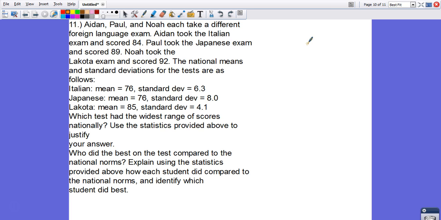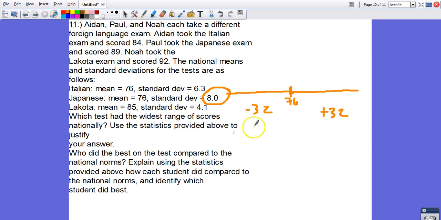Which test had the widest range of scores nationally? Use the statistics provided above to justify your answer. That's going to be Japanese, because their standard deviation is higher, so they're going to have a farther distance from their mean than anybody else, right? They're going to have 8 times 4, so 32 one way and 32 the other direction. You're going to add 32 this way, subtract 32 this way. That's going to be a bigger range of scores than anything else.